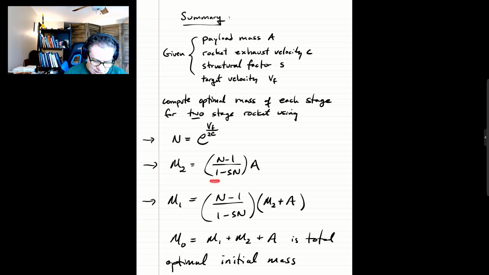Once you've got that n value, that figures into this factor here that we can use to multiply by the payload mass to calculate the mass of stage 2, and then to calculate the mass of stage 1, you use that same factor, n minus 1 over s times n, and just multiply it times the mass of stage 2 and the payload together, summed together like that. And then really, ultimately, the entire initial mass of the rocket, theoretically optimal total mass, is the sum of stage 1, stage 2, and the payload. And that's the conclusion that we reach.